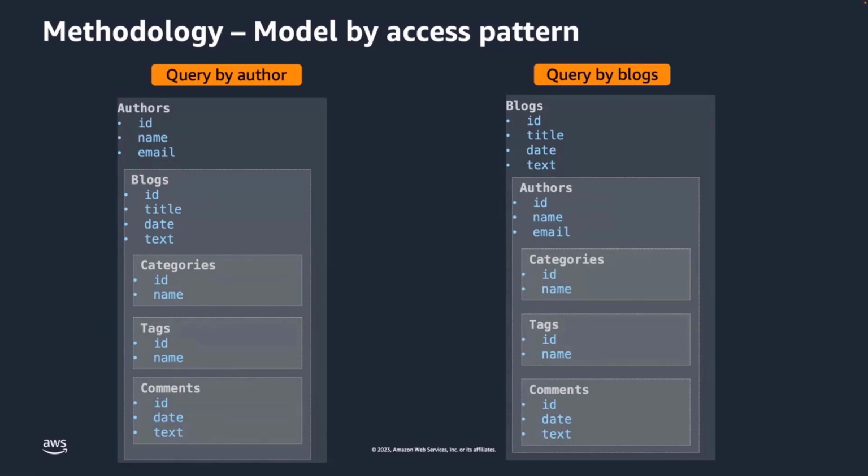reading a blog. So a read query, which is to fetch the blog data. In this case, the main entity is the blog, where you can embed all the related data, the authors, the categories, and so on. However, in this case, you might have some duplication of data, as the author's data will be duplicated in all the blog documents.